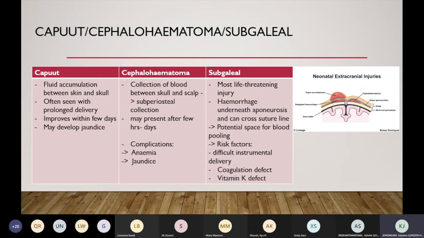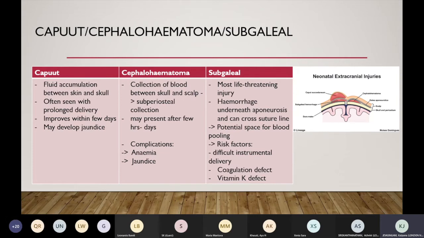And the most life-threatening one is subgaleal, because it's a blood accumulation underneath the aponeurosis, which provides a space that's not covered on either side by bones or by the hair or the scalp. As a result, it's a potential space for blood to leak into and just get bigger and bigger. All the blood can pool into that space, and eventually the baby goes into hypovolemic shock and dies. So it's quite a life-threatening condition that, if it happens, we have to keep a close eye on.